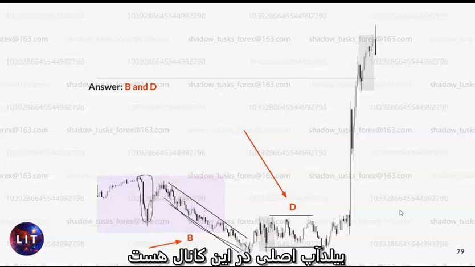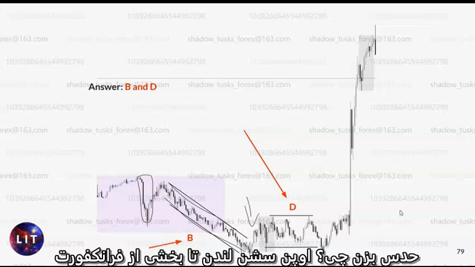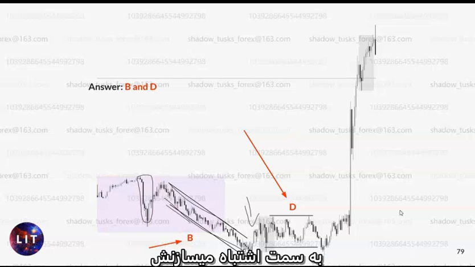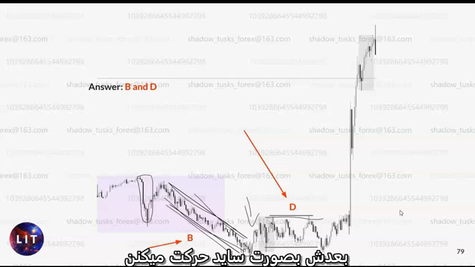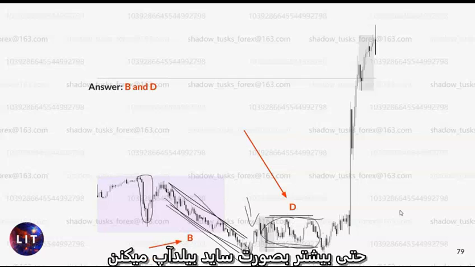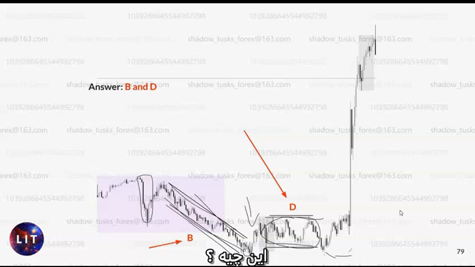The main build-up is this channel building until, guess what? London session opens. This time it's Frankfurt. Building the wrong side. Then going sideways. Building up even more sideways. Guess what that is? And guess what the direction is?